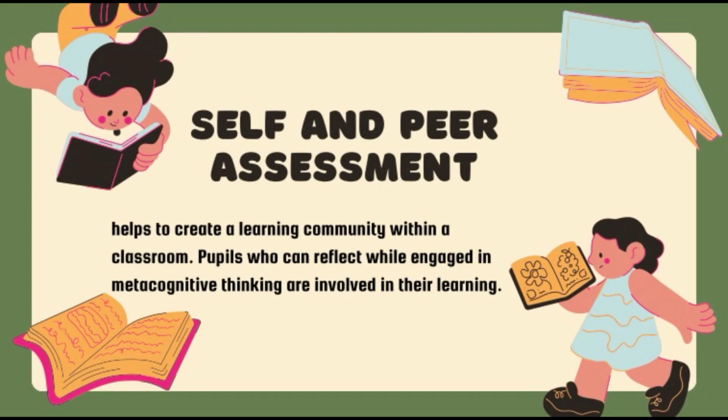Peer assessment is when pupils look at each other's work and give feedback. So they can check if their classmates' work meets the goal and standard the class set together. For example, let's say the class has been learning how to write a persuasive essay.